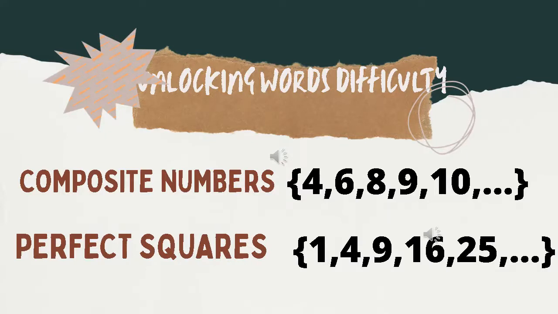Kung maaalala ninyo, si prime number ay number na ang multiplier niya or ang factor niya ay only 1 and itself. So, bakit wala si 1 sa composite number? Wala din siya sa prime numbers because 1 is a special number.